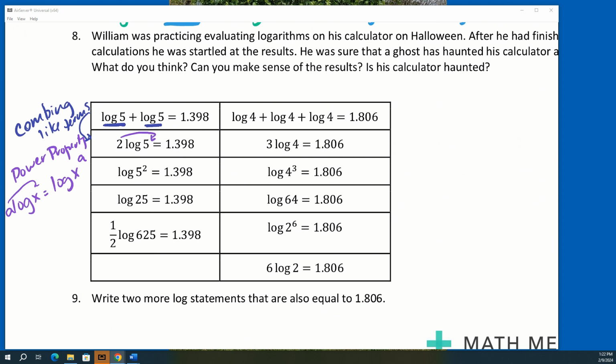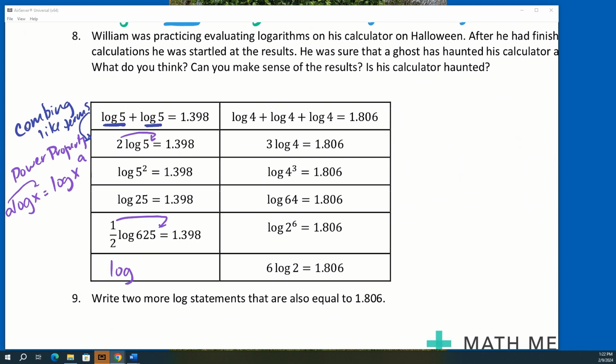All right, and then they squared the 5, and that is 25. This next one, I kind of wish it was in a different order. So 1/2 log of 625 also gives you that same decimal. So let's see if we can make that make sense.